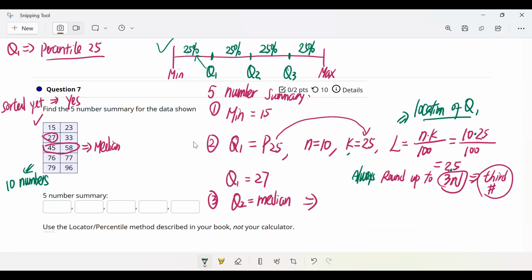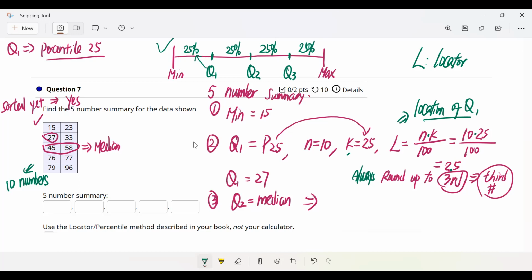What do N and K mean? N times K is just part of the formula. K is the given percentile, 25 over 100, and N is the sample size. The formula stays the same across all the problems. So this is called the location formula? Yes, the locator formula. L represents the locator.